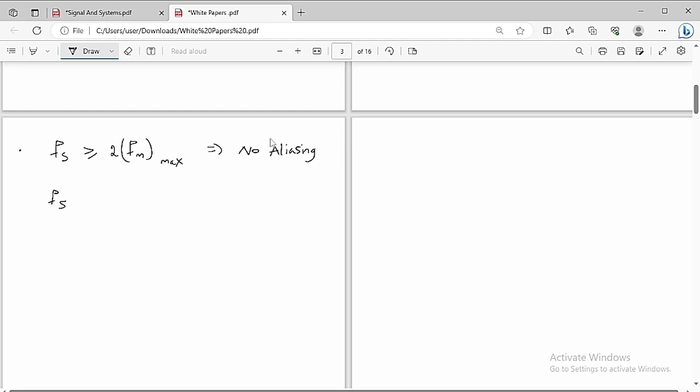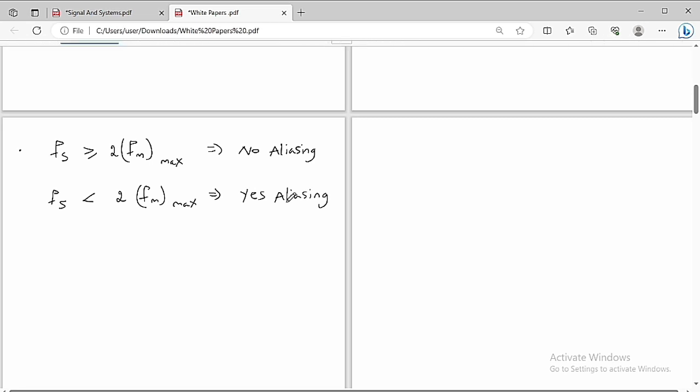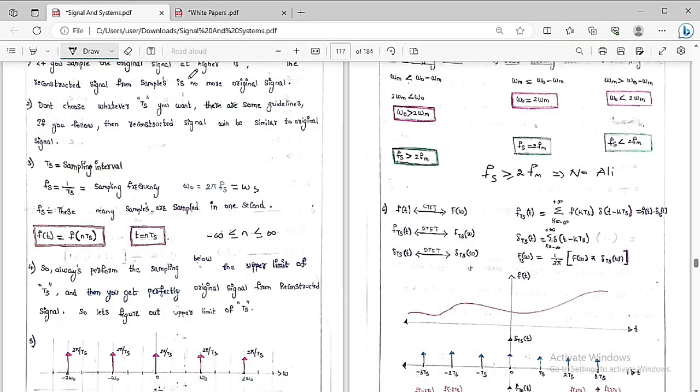Suppose if Fs is less than 2 times the message signal maximum frequency, then yes, aliasing is present. Yes, overlapping is present. Therefore, low frequencies will become high frequencies and high frequencies will become low frequencies. So you cannot get back the original signal from the reconstructed signal. This is something you always have to keep in mind.